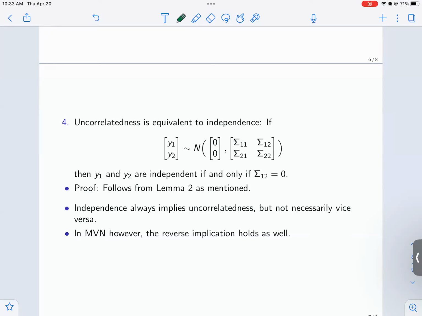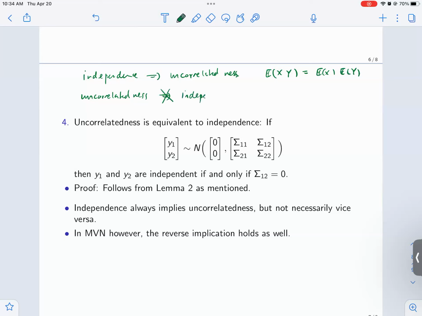In general, if two random variables are independent, they're uncorrelated. This is true for a general distribution: independence implies uncorrelatedness. You remember for two random variables, if they're independent, then the expectation of the product would be equal to the product of the expectations, and this means they're uncorrelated. So independence implies this factorization of the expectation, which implies uncorrelated. Uncorrelatedness means the covariance is 0. Uncorrelatedness does not in general imply independence. This is the point that I want to make.